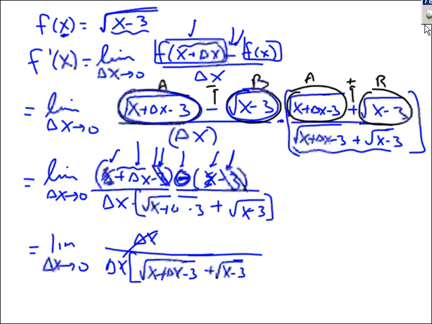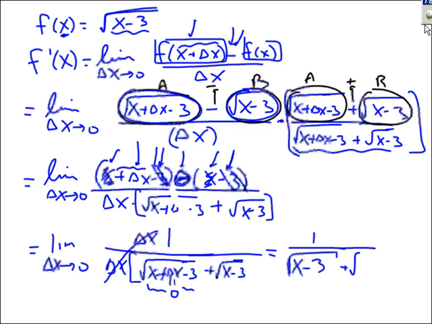Well, delta x over delta x cancels out to 1. And now, just let delta x be 0. Then you have 1 on the top, and in the bottom you have the square root of x minus 3. You don't have to bother adding 0.